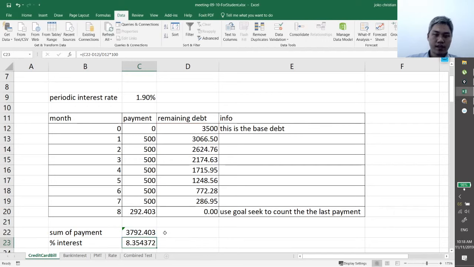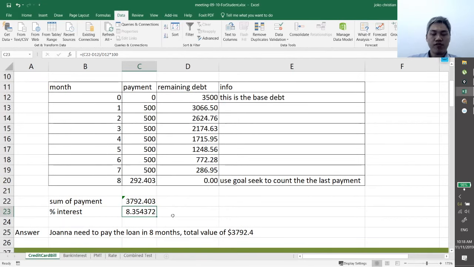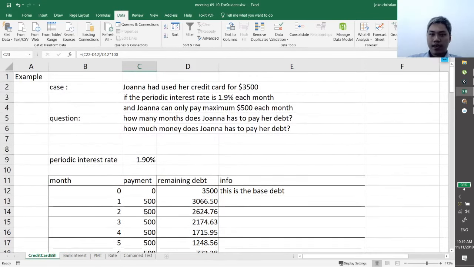And you'll find that the interest rate is somewhat big. It's about 8.35% for the whole debt. Okay, now that's for the review.